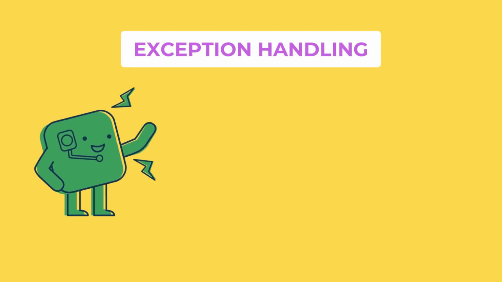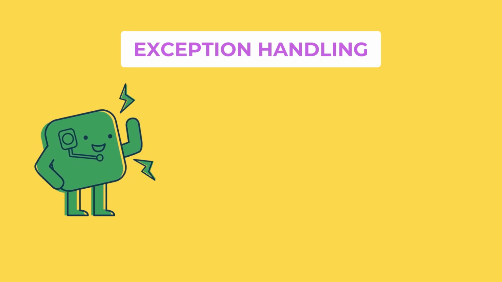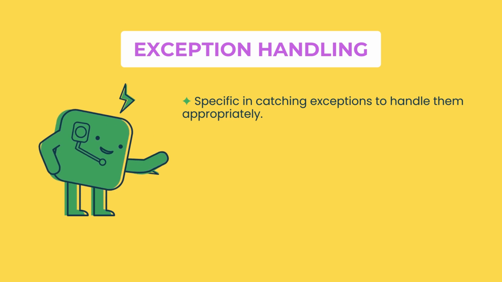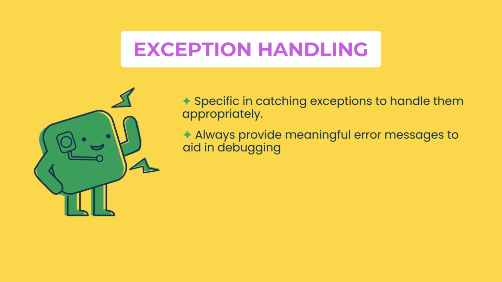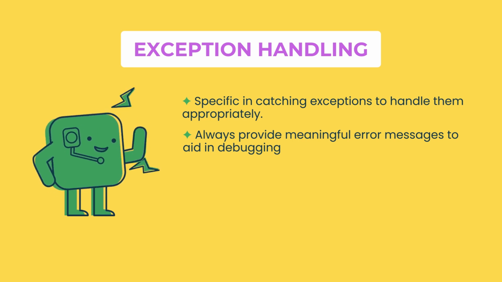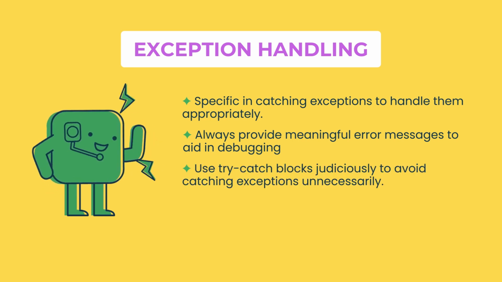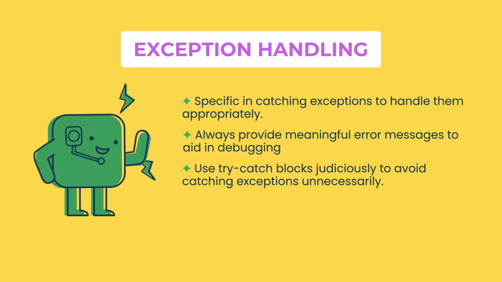Before we wrap up, let's go over some best practices for exception handling in Java. Be specific in catching exceptions to handle them appropriately. Always provide meaningful error messages to aid in debugging. Use try-catch blocks judiciously to avoid catching exceptions unnecessarily.